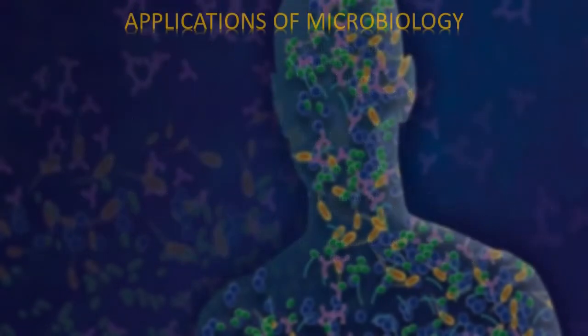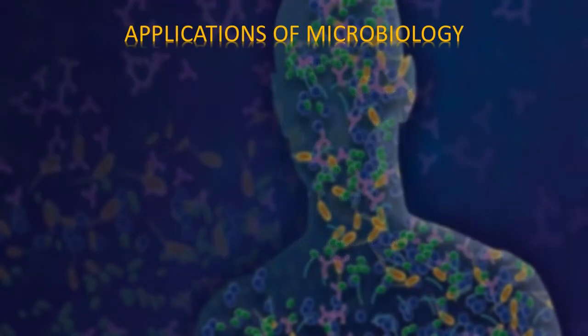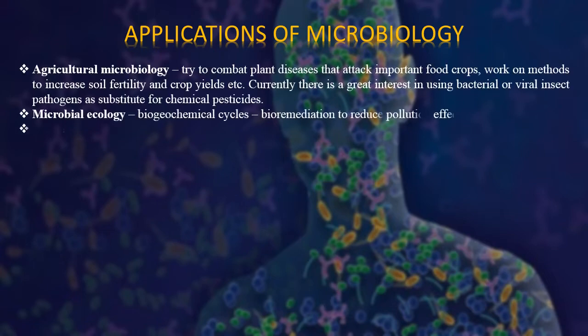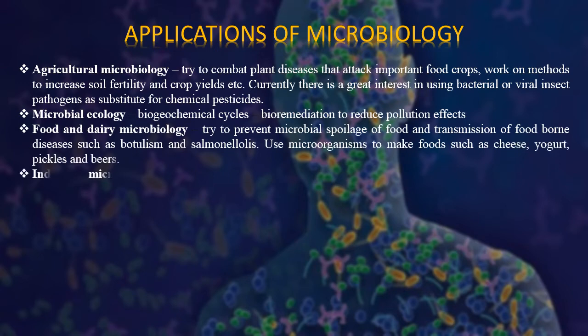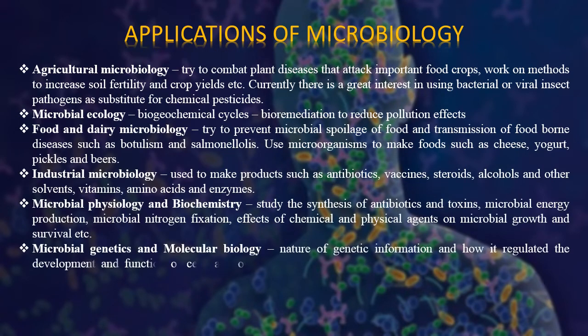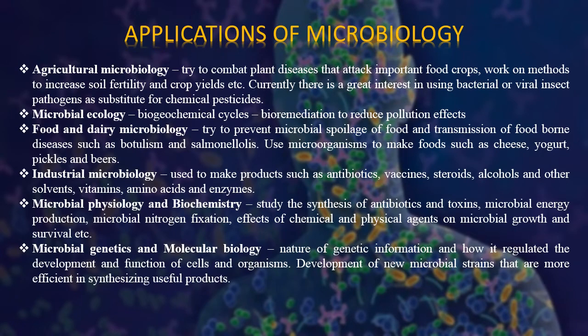Now we can move to the applications of microbiology. When we look into the applications of microbiology, it is applied in agricultural microbiology to combat plant diseases that attack important food crops and to work on methods to increase soil fertility and crop yield. Currently, there is great interest in using bacterial or viral insect pathogens as a substitute for chemical pesticides. And they are also applied in microbial ecology for studying biogeochemical cycles and bioremediation of pollution effects.